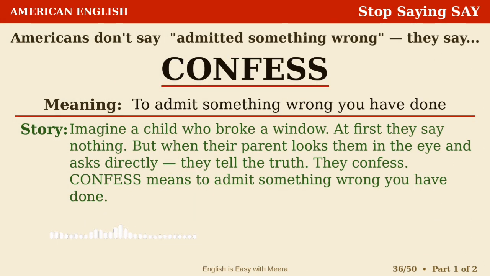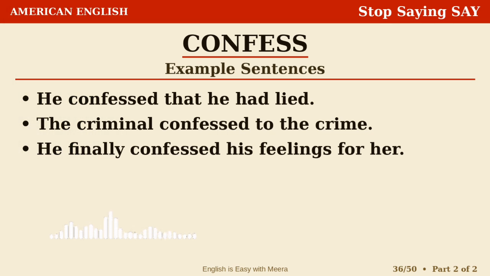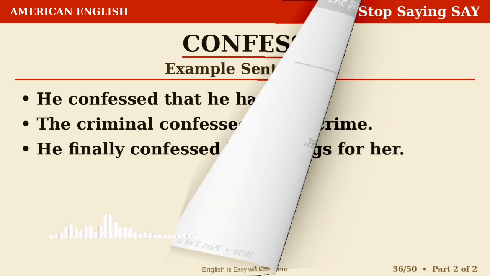36. Confess. Americans don't say, admitted something wrong. They say, confess. Meaning, to admit something wrong you have done. Story. Imagine a child who broke a window. At first they say nothing. But when their parent looks them in the eye and asks directly, they tell the truth. They confess. Example. He confessed that he had lied. The criminal confessed to the crime. He finally confessed his feelings for her.